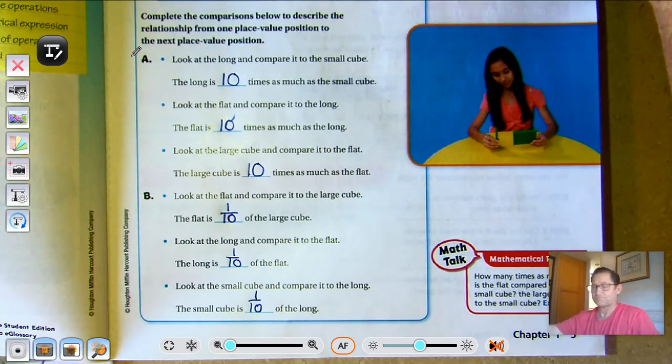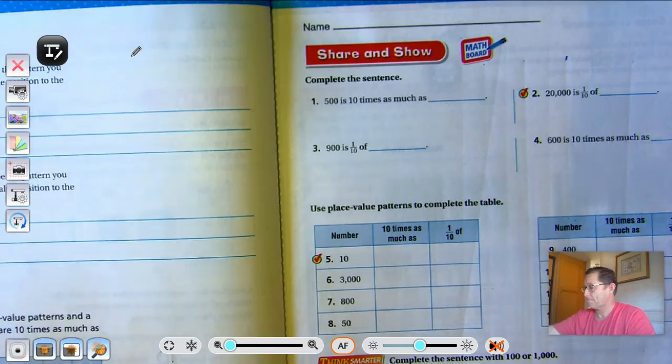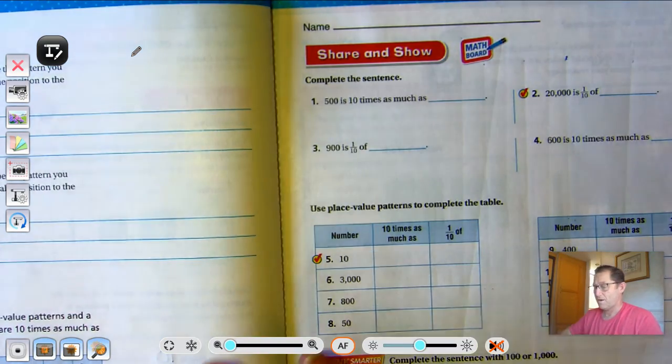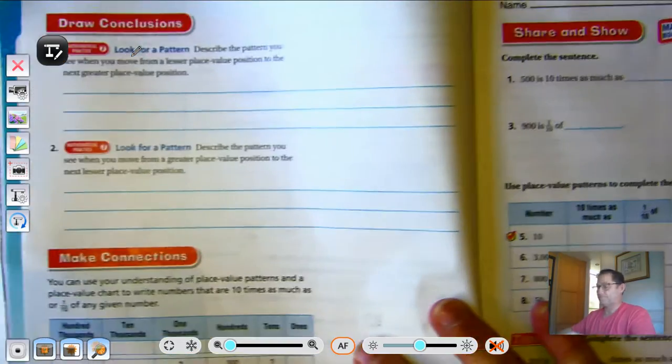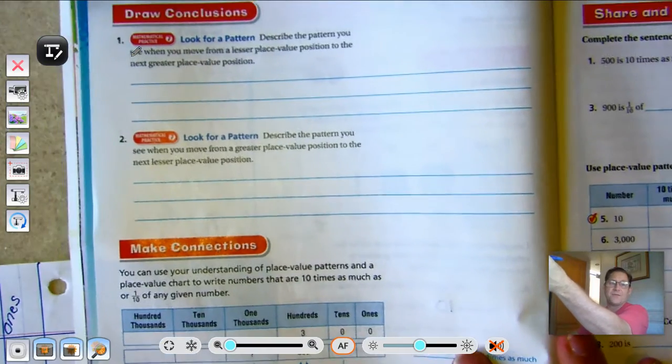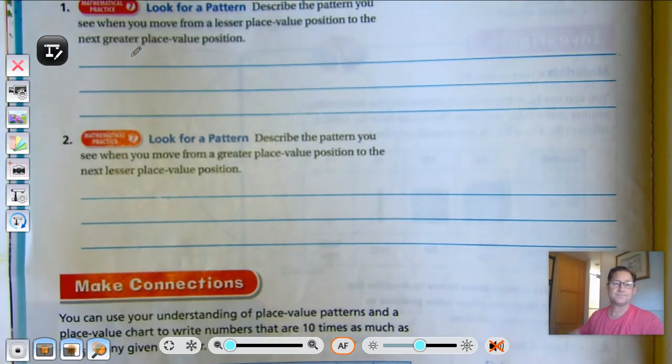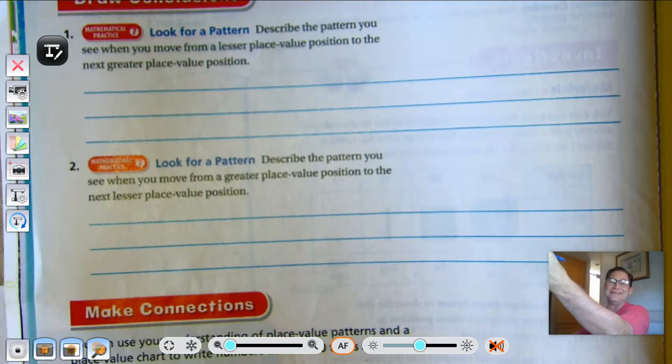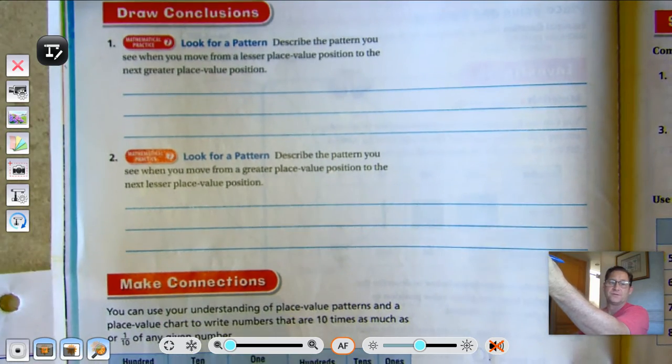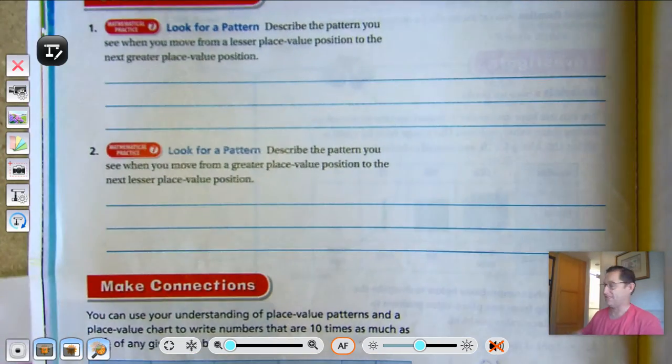All right. So let's go to page 6. Describe the pattern you see when you move from a lesser place value to the next greater place value.